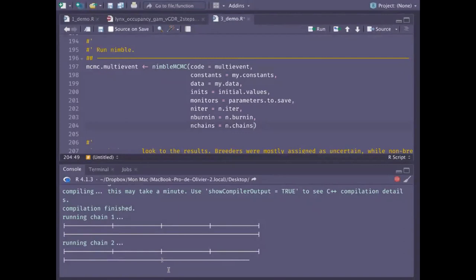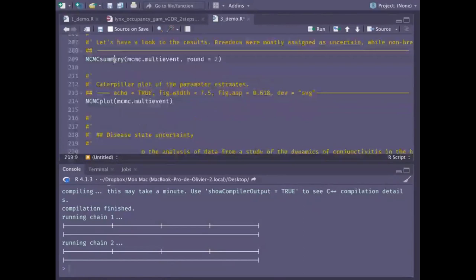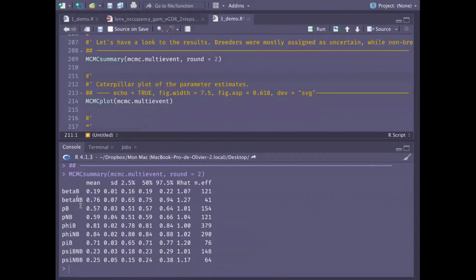And we're done. Cool. MCMC summary. And here we go. So like we saw in the lecture slides, the probability of correctly assigning breeding individuals is lower, it's 20%, than the probability of correctly assigning non-breeding individuals. So that's something, and it's pretty well estimated. Okay, the effective sample size is a bit low for some of these parameters, so we might want to run the chains a bit longer.